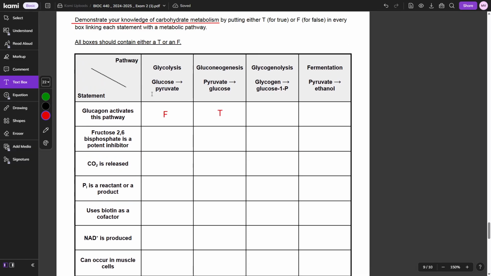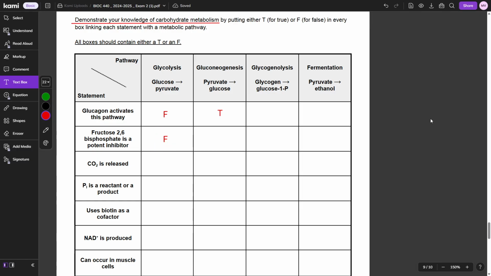Fructose 2,6-bisphosphate is a potent inhibitor. Well, is it a potent inhibitor? It's not. Fructose 2,6-bisphosphate supercharges which enzyme in glycolysis? Which enzyme is activated? PFK1. PFK1 promotes the forward reaction from fructose 6-phosphate to fructose 1,6-bisphosphate. So this is also false.